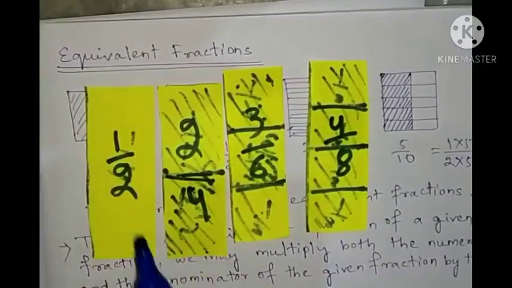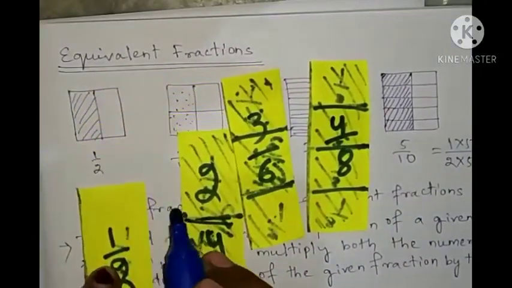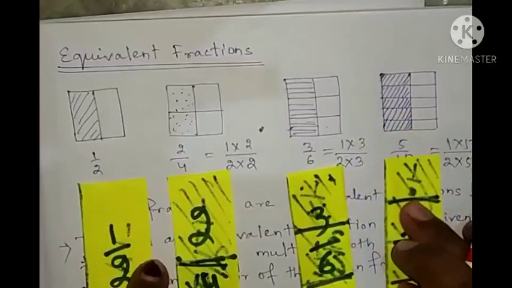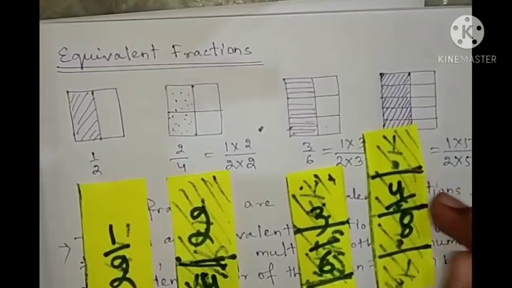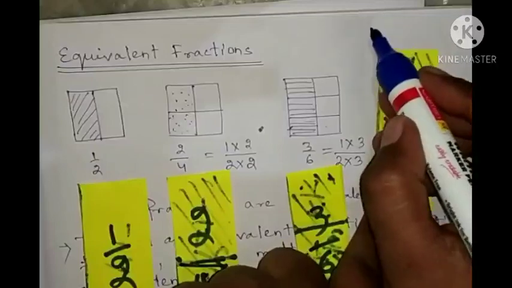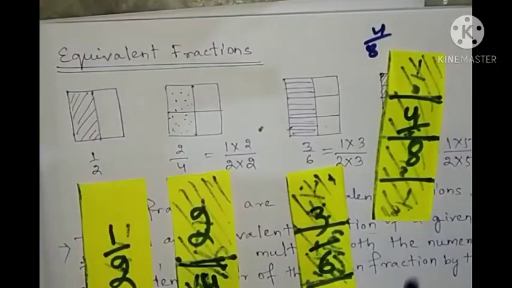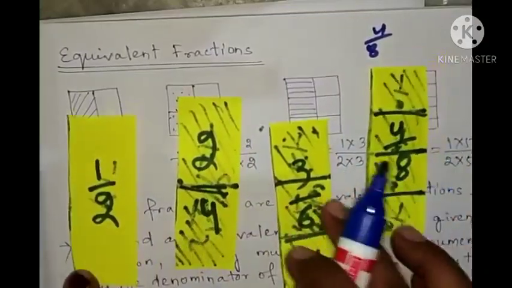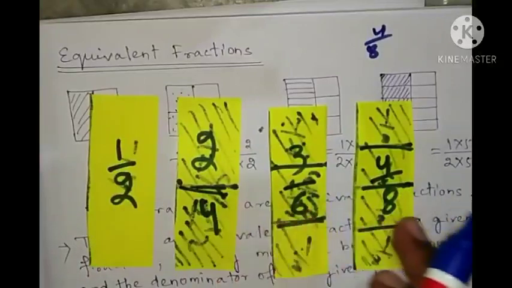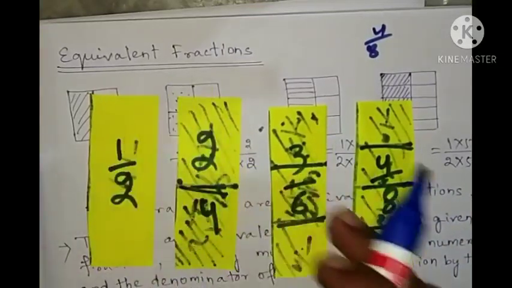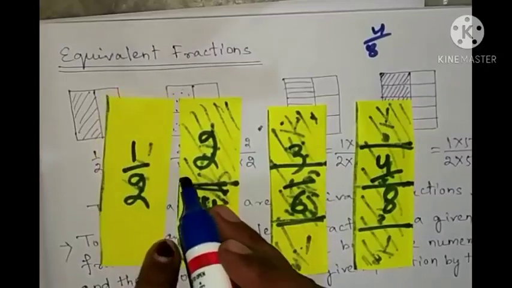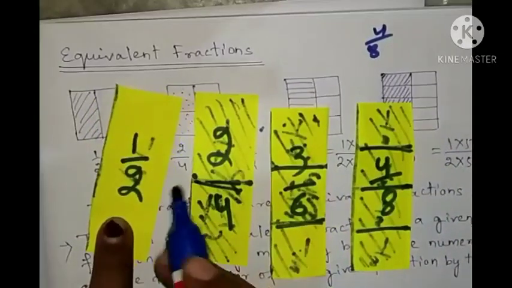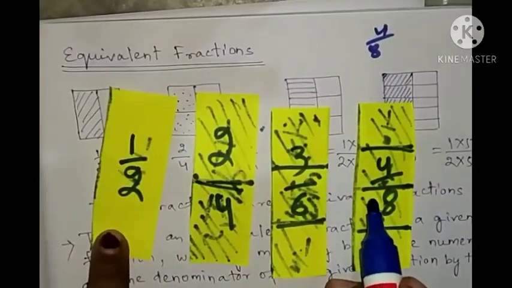So look here. This is 1 by 2, this is 2 by 4, this is 3 by 6, and this is 4 by 8. We are writing different fractions, but look, the shape and size are equal. The fractions which are different but have equal value are known as equivalent fractions.